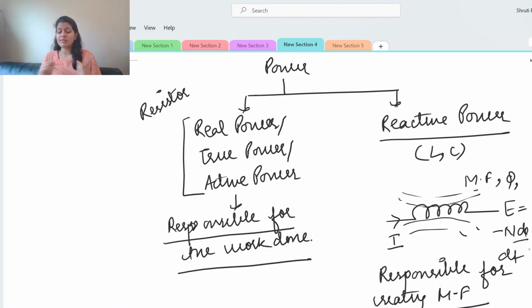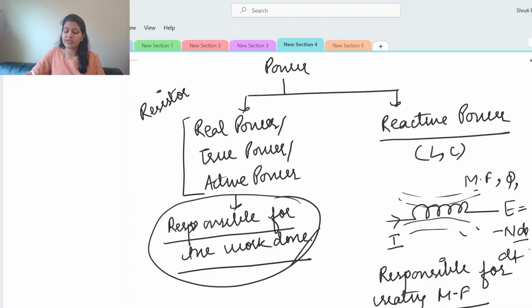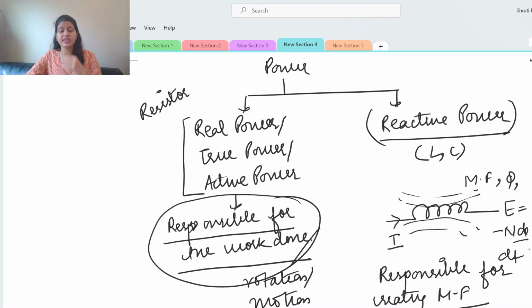So both of these powers, the real power, as the name signifies, the true power or the active power, is the main power, and it is responsible for the work done, which in case of a fan is the rotation or the motion. And reactive power is equally important in these kinds of loads, because when the magnetic field is created, only after that the motion will be done. So this reactive power is as important as the real power.